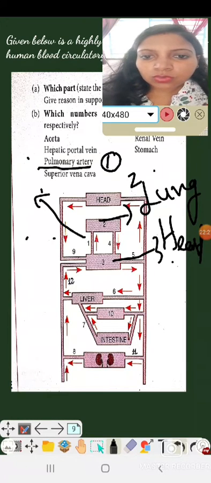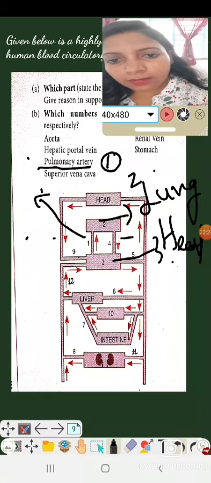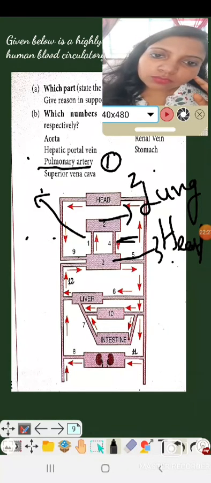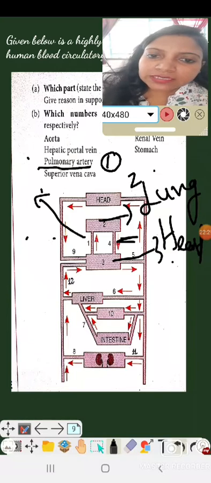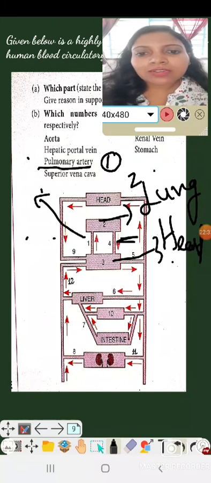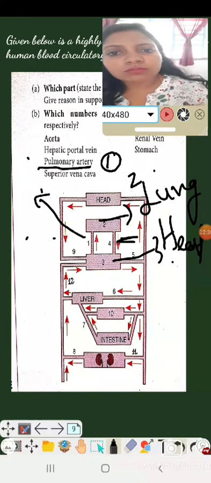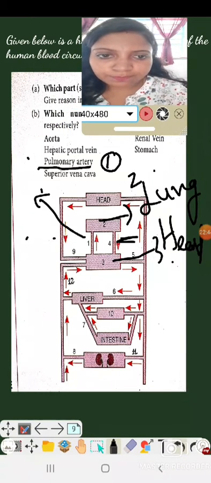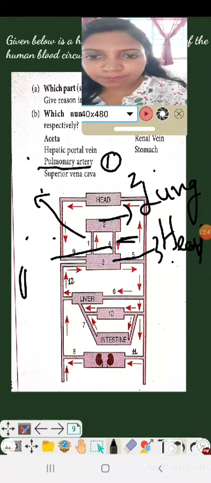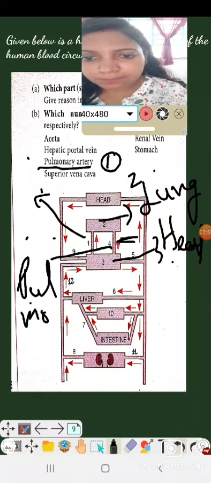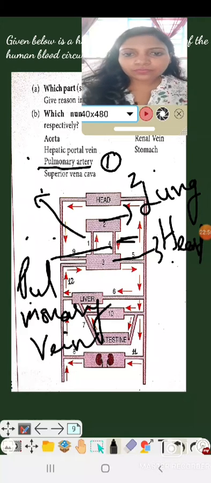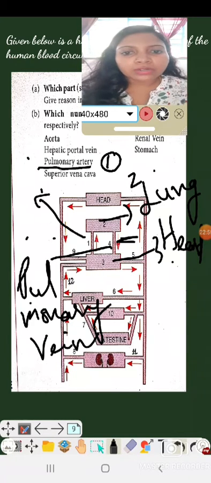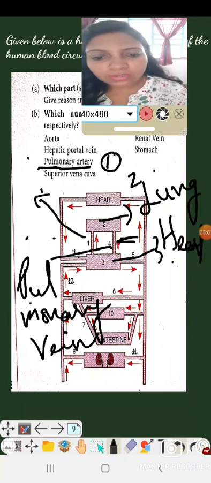Then 4, what is number 4? Number 4 is the one which leaves the lungs, so after oxygenation it will enter the heart back through the pulmonary vein, right. So number 4 you will write pulmonary vein. Note down right now number 4 pulmonary vein in the copy. Now I am going to rub this one.